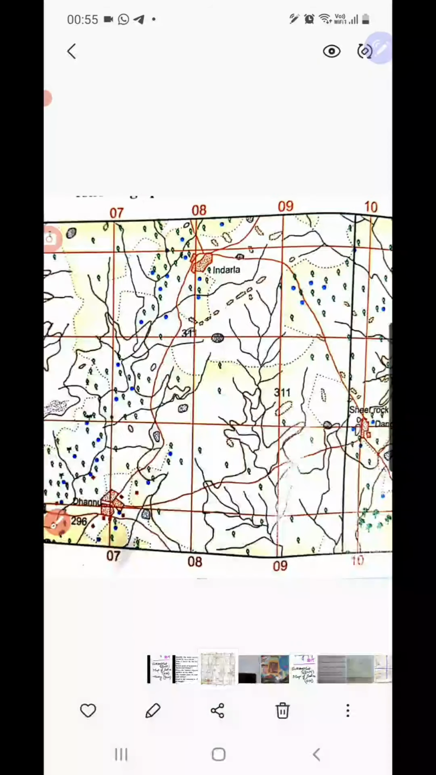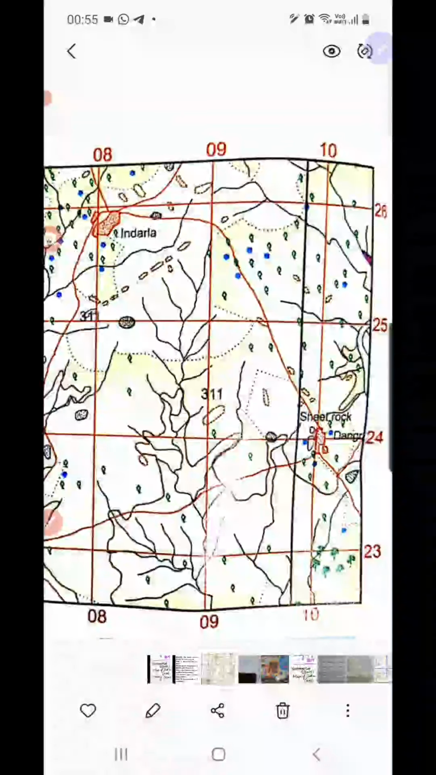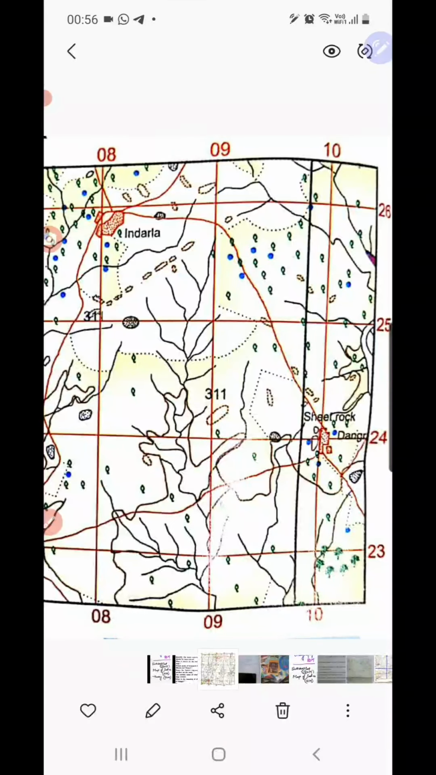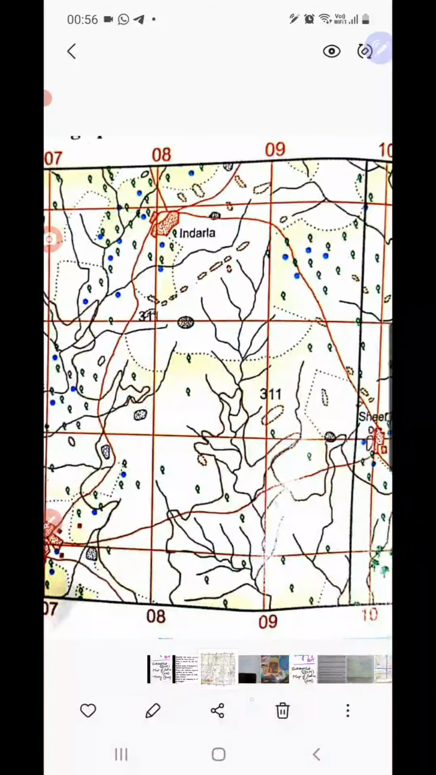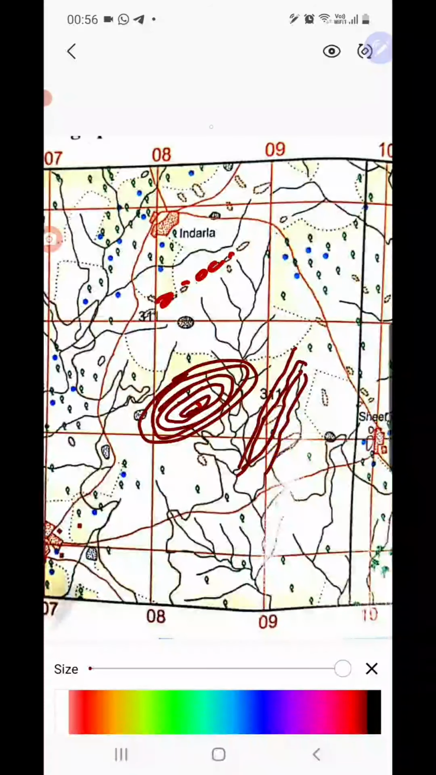Next, we have to go through the next question. What is shown by the brown line on the map? Let's see where the brown lines are. You can see some red lines here, and black lines. Other than that, where are the brown lines? Here you see these are the brown lines. In some maps, you will find brown lines, and these brown lines make a particular figure like this. So these brown lines are always contour lines.